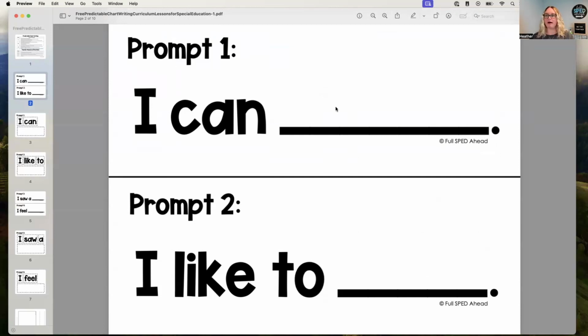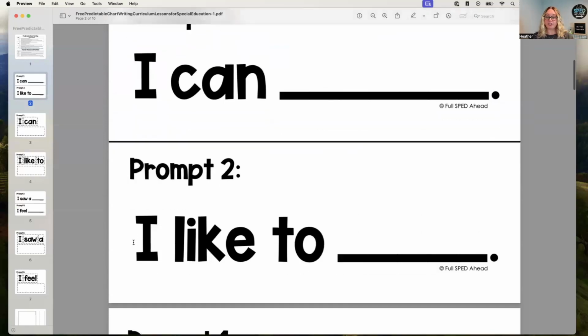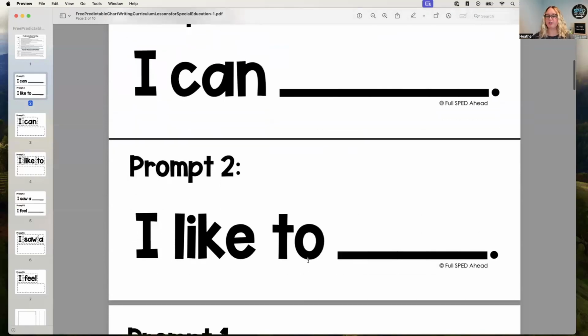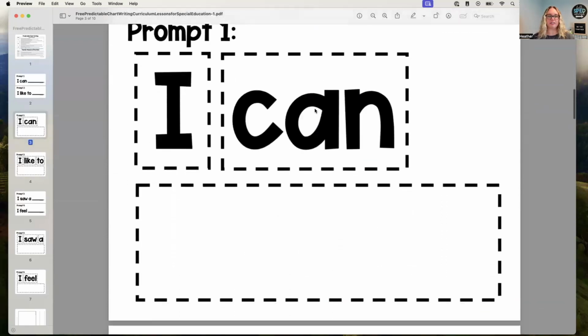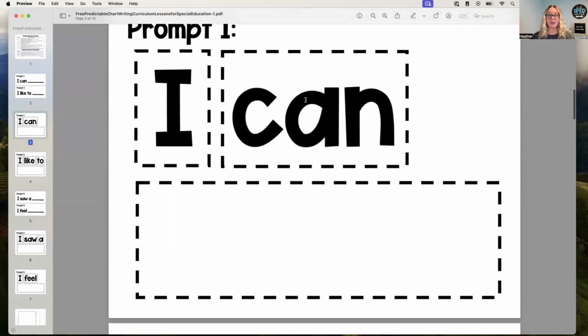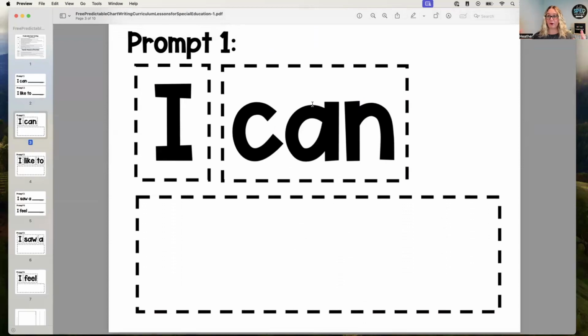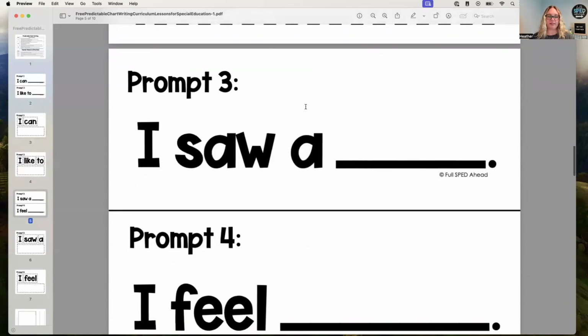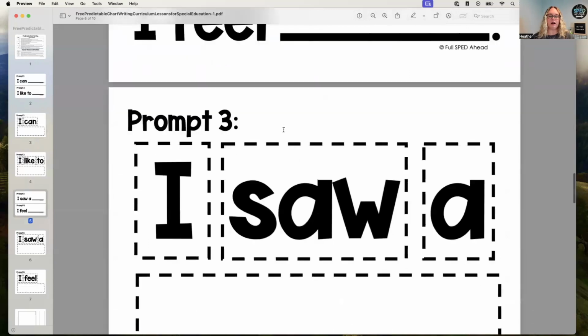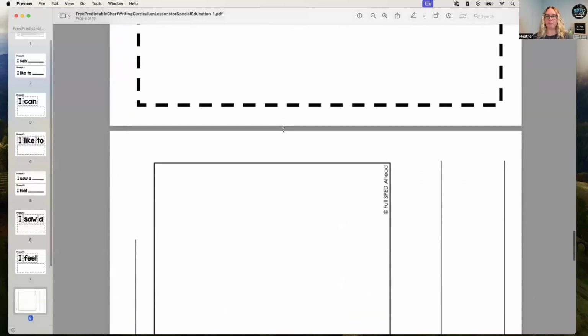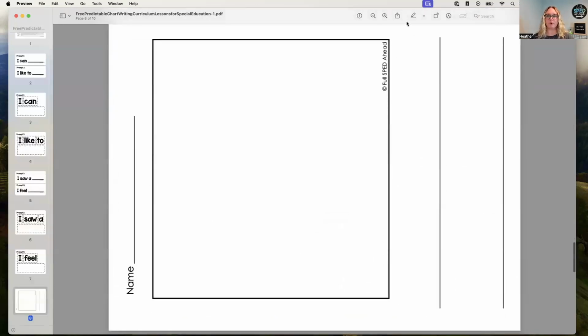I can, and then modeling that. Then week 2, we're going to pick this up again. I like to fill in the blank. Each student can have one if you would like. Otherwise, you can do it like this and put it on chart paper. I like the bigger boxes so that we can put it on chart paper. It's larger so that students can cut them out themselves. Then here's prompt 3. So week 3, week 4, again, the same thing. They're putting it in sentences. And then here's that book that I was talking about.